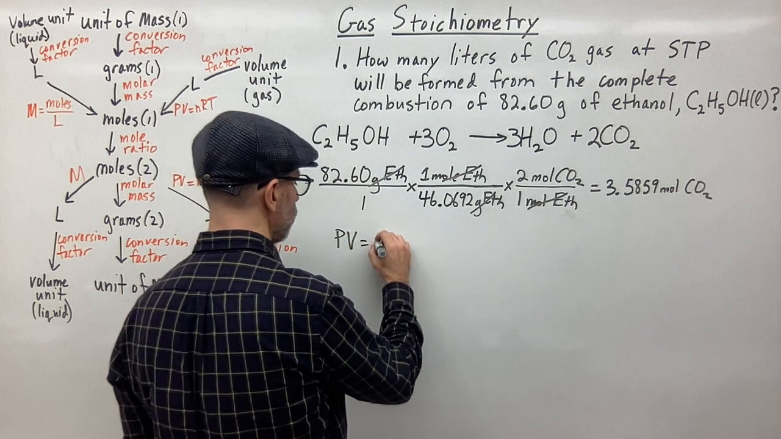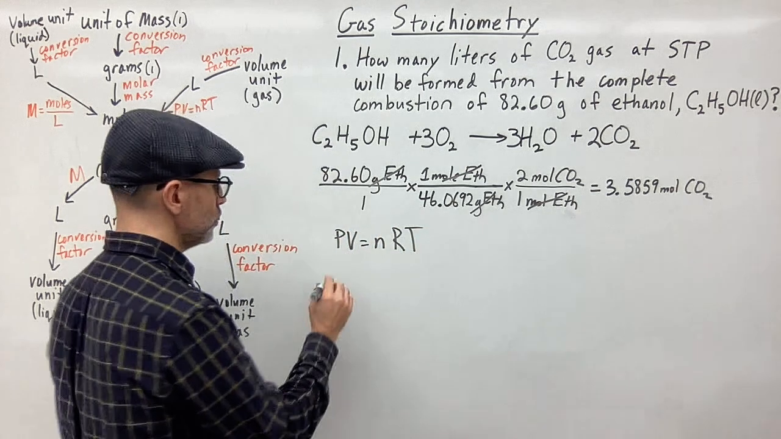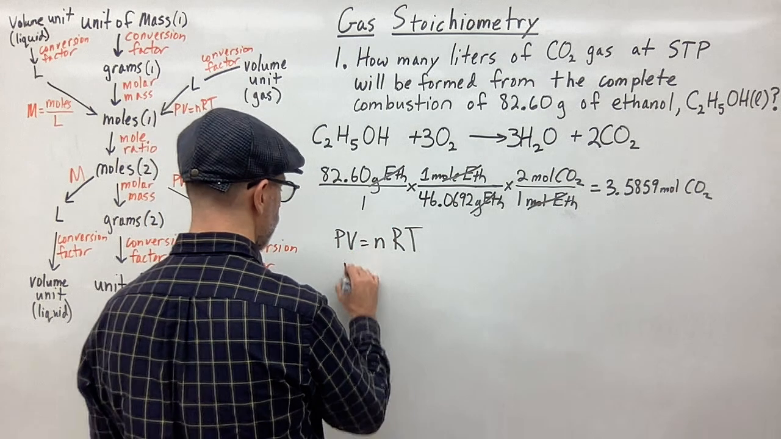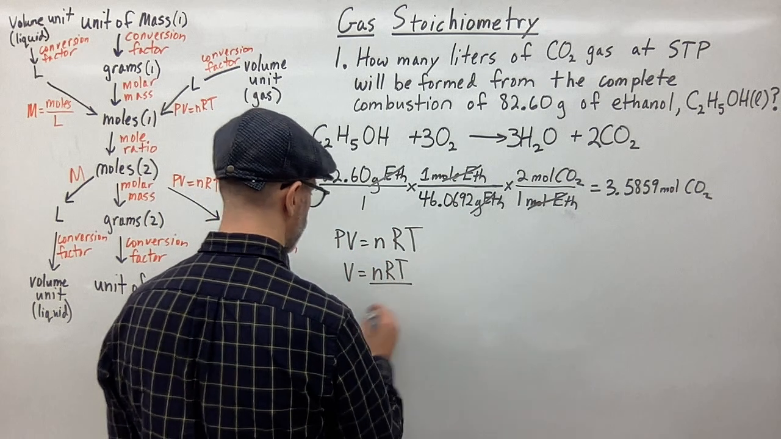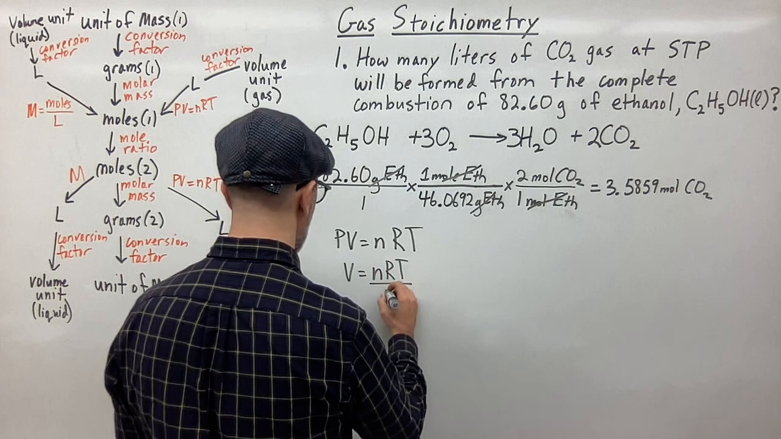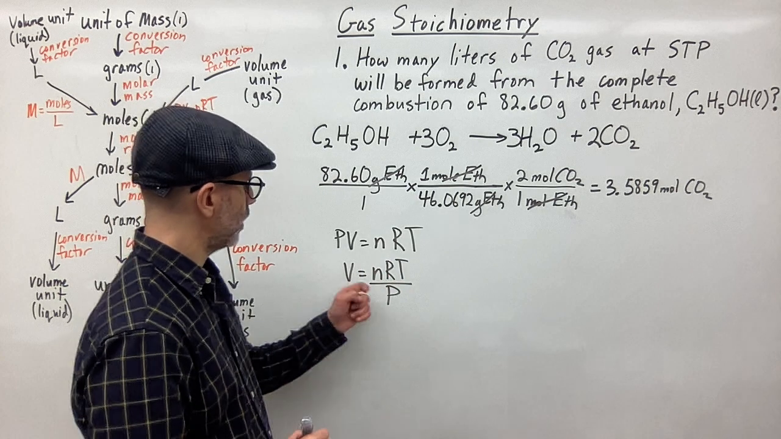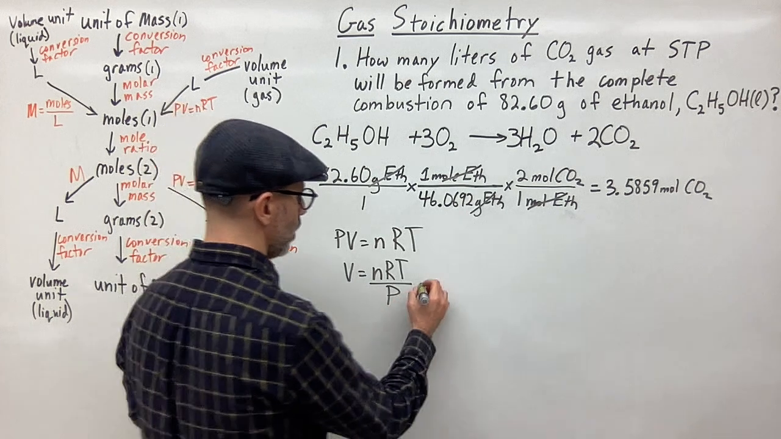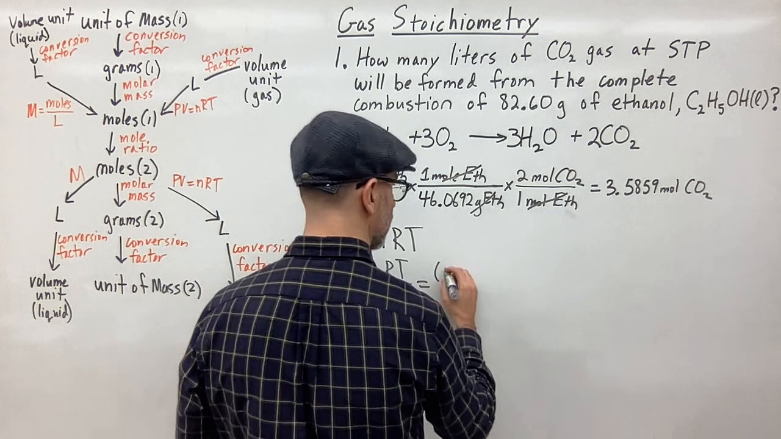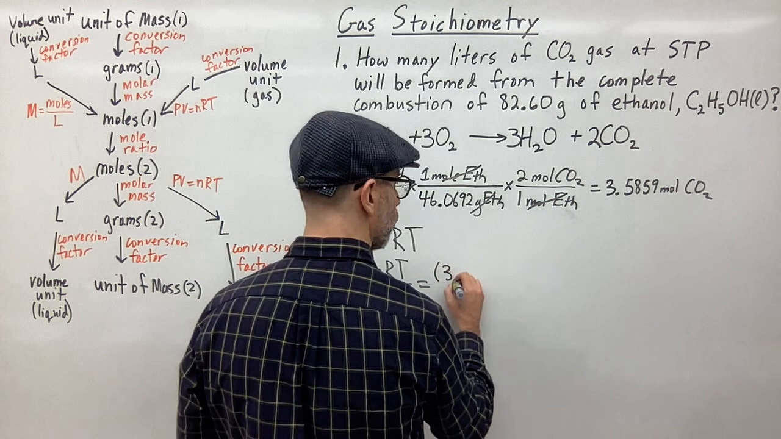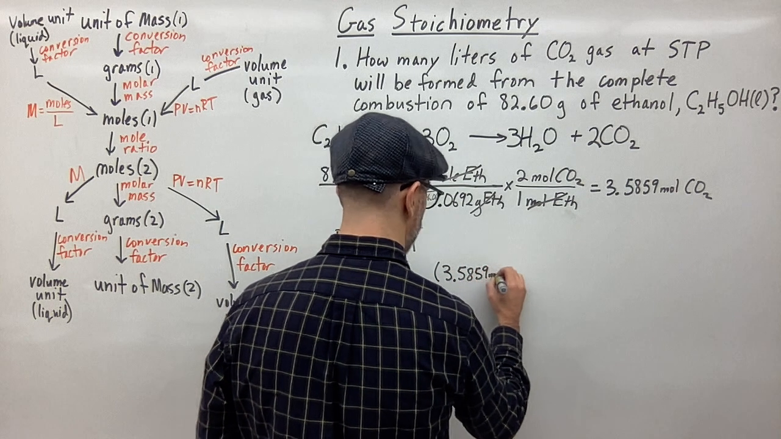PV equals nRT. We want volume in liters, so we're going to solve for volume. So V is equal to nRT over P. Now we just plug in our values. So we're given the number of moles. That's what we just calculated. So that's going to be 3.5859 moles.